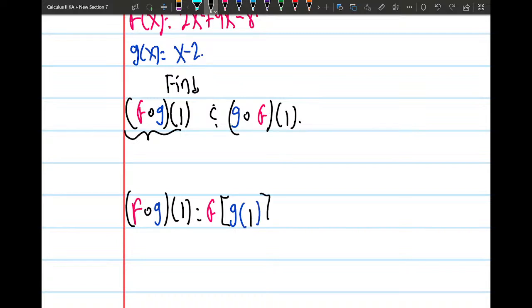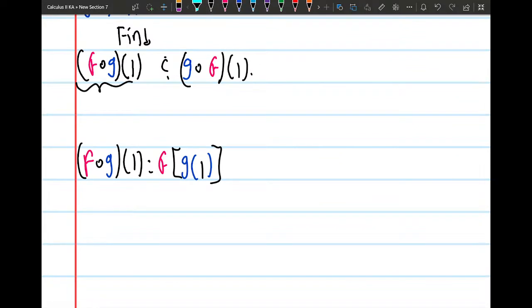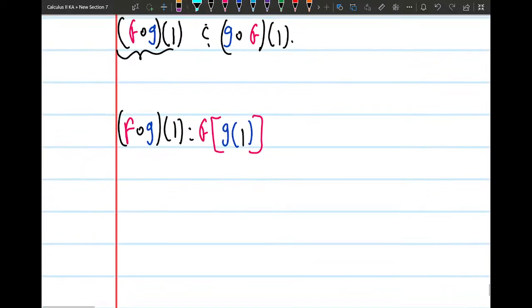Now, the way this works, we need to first go to what's on the very inside. This is the inner function. So we need to understand the difference between those two things, or how that works, basically.